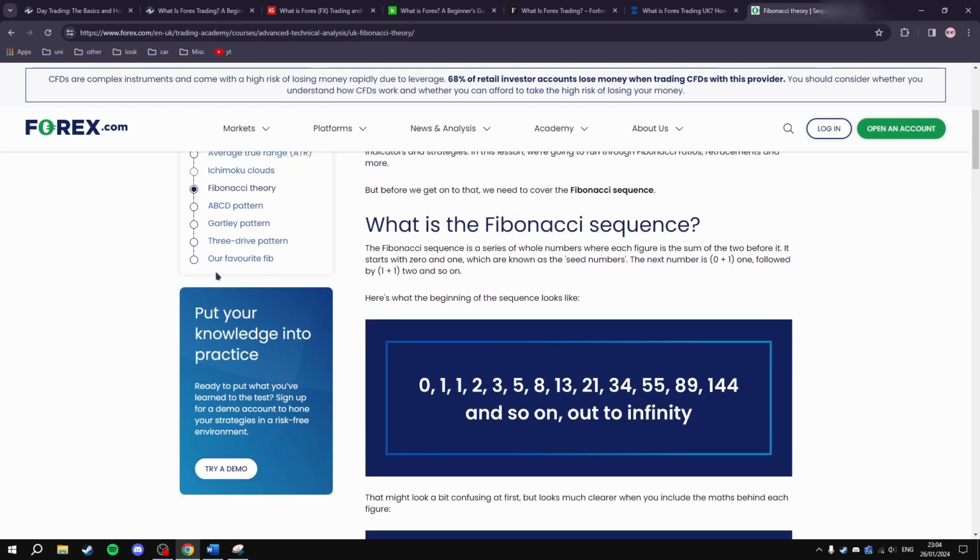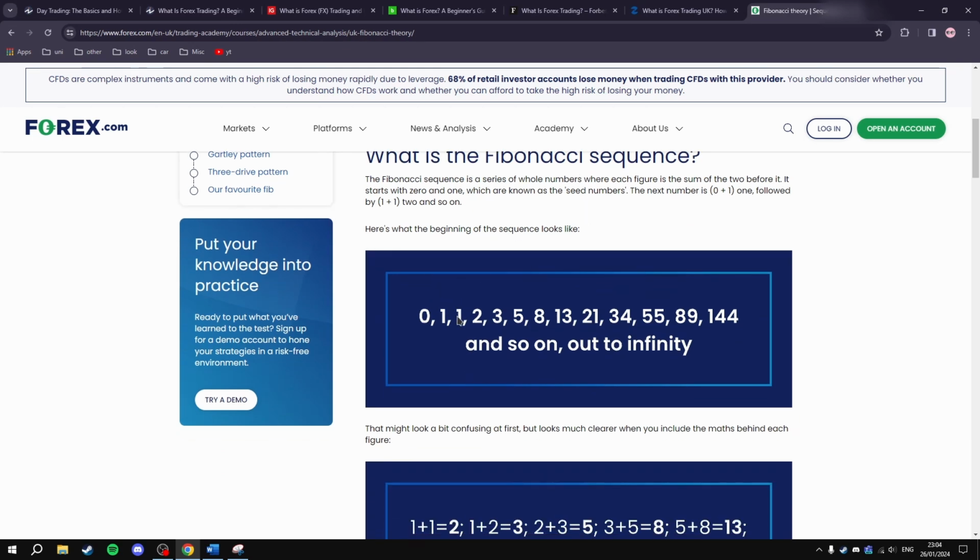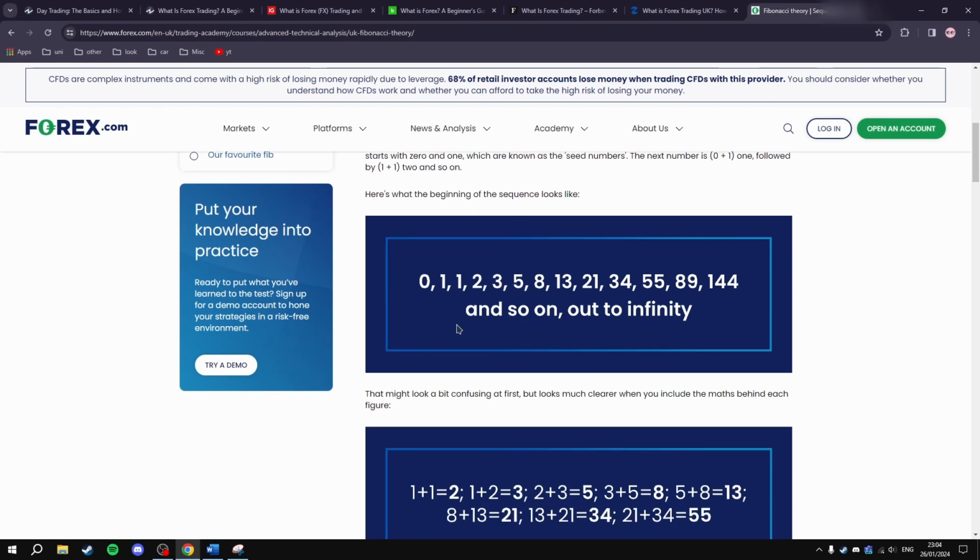The Fibonacci sequence is a series of whole numbers where each figure is the sum of the two before it. It starts with 0 and 1, which are known as the seed numbers. The next is 0 plus 1, 1, followed by 1 plus 1, 2, and so on. Here's what the beginning of the sequence looks like. So 0 plus 1 is 1, 1 plus 1 is 2, 1 plus 2 is 3, 2 plus 3 is 5, 3 plus 5 is 8, and so on out to infinity.